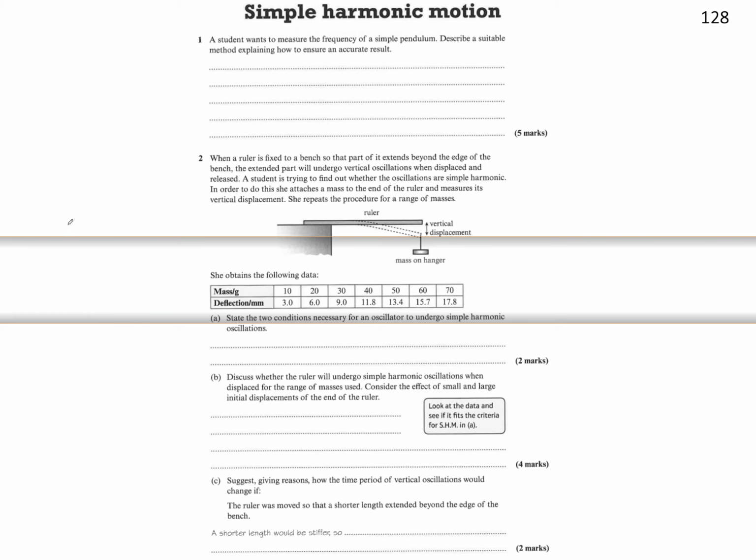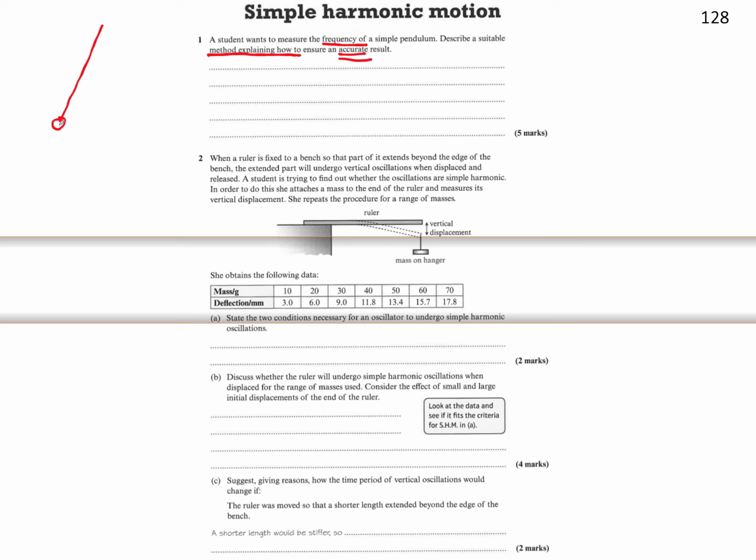A student wants to measure the frequency of a simple pendulum. Describe a suitable method for explaining how to ensure an accurate result. Right, in a simple pendulum, you have a piece of string and a bob, and they want you to work out the frequency and also a method explaining how to ensure an accurate result.